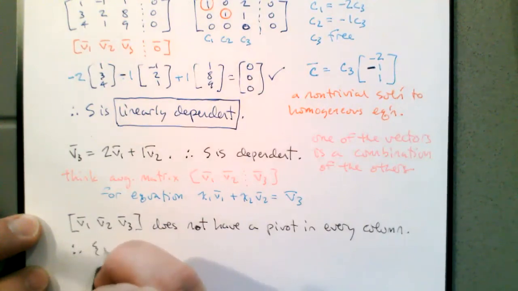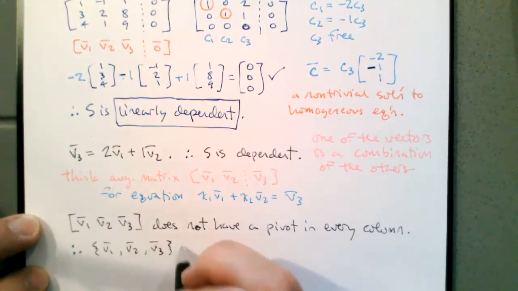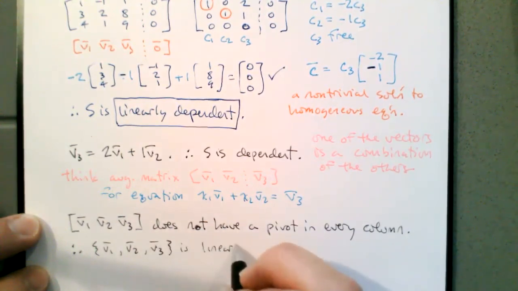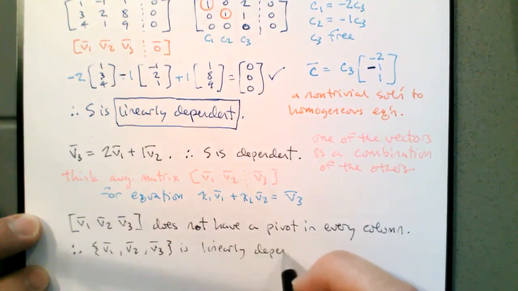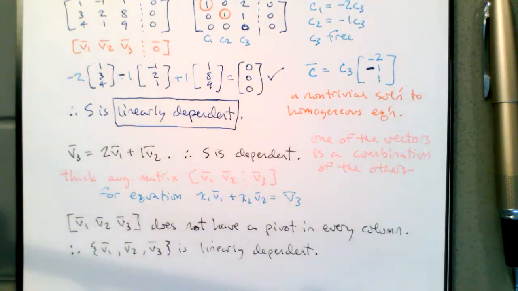Therefore, the set V1, V2, V3 is linearly dependent. The matrix does not have a pivot in every column. Therefore, the set of vectors is linearly dependent. This is another way we can justify dependence and independence: if the corresponding matrix does or does not have a pivot in every column.